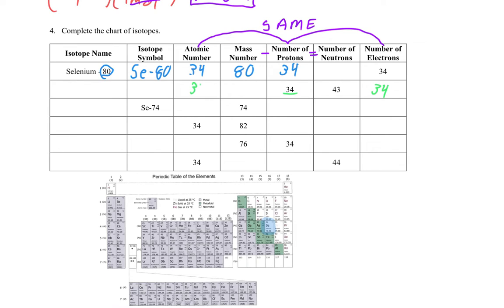All right. We can go down to the next one and take a look. We have 34, we have selenium again, but we need to find the mass. Neutrons plus protons is the mass. 34 plus 43 is 77.